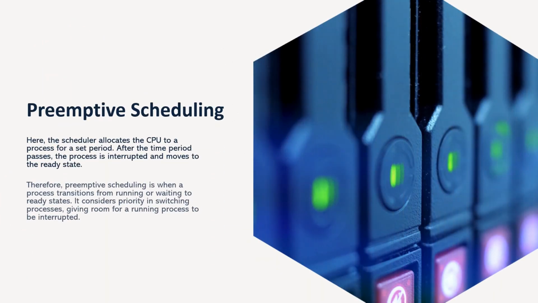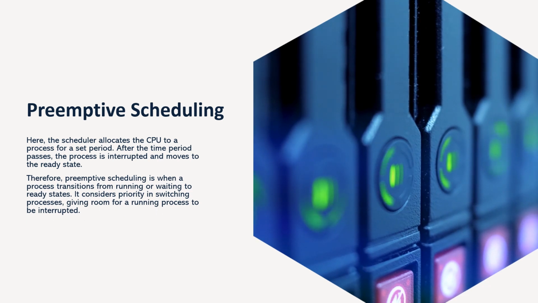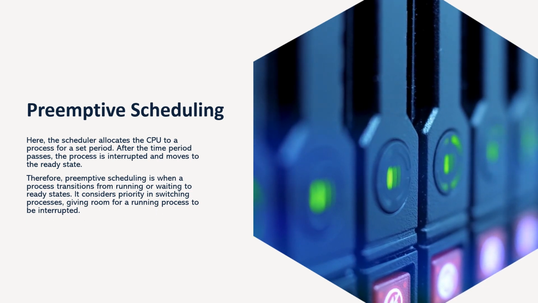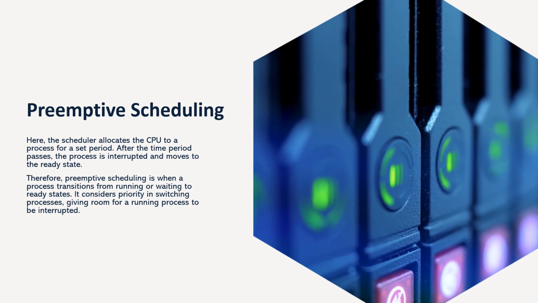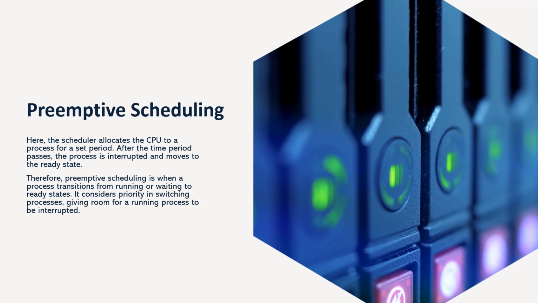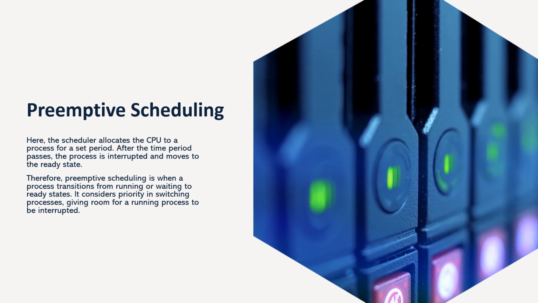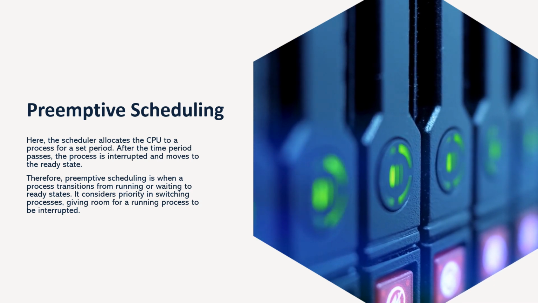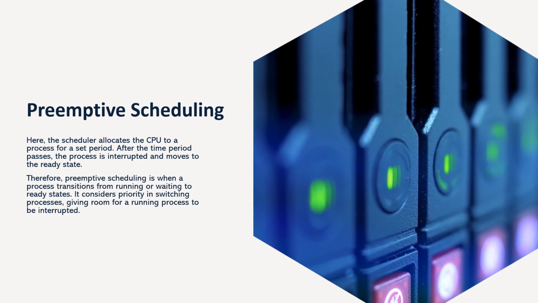Now, let's talk about primitive scheduling. Here the scheduler allocates the CPU to a process for a set period. After the time period passes, the process is interrupted and moves to the ready state. Therefore, primitive scheduling is when a process transitions from running or waiting to ready state. It considers priority in switching processes, giving room for a running process to be interrupted.